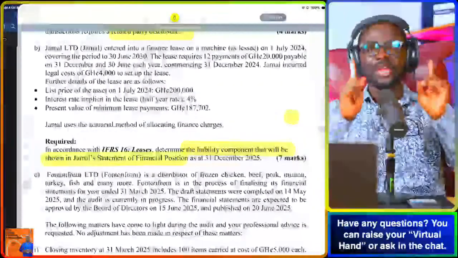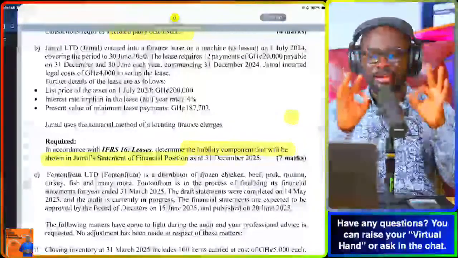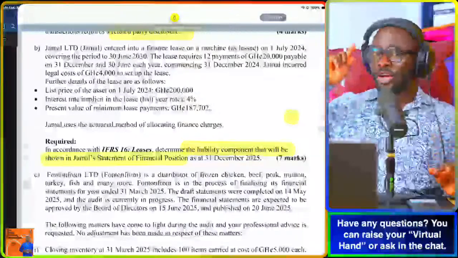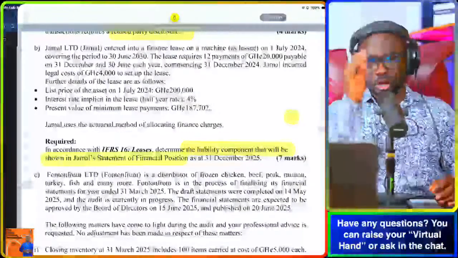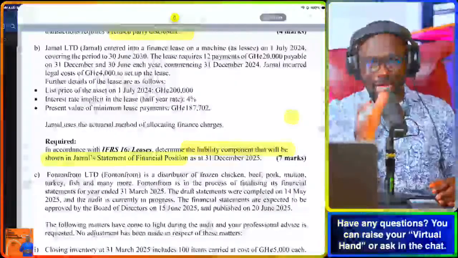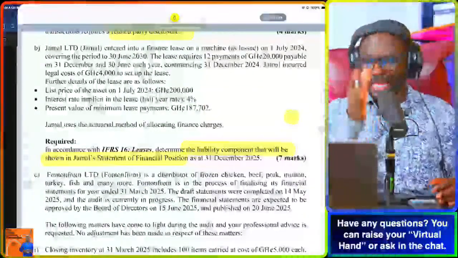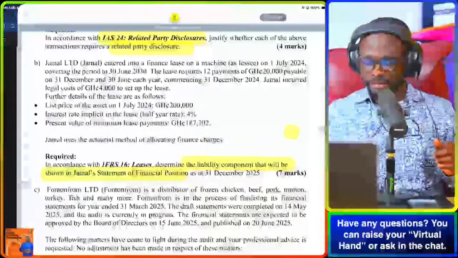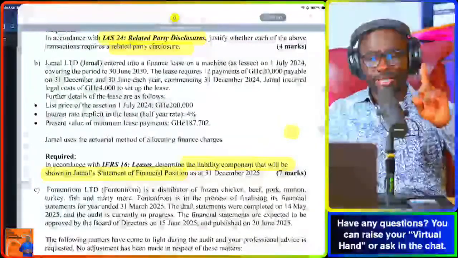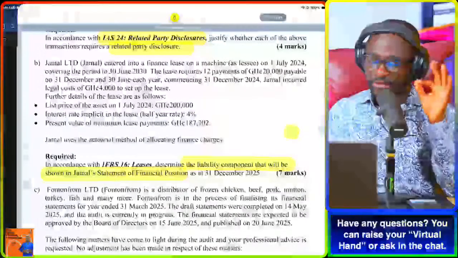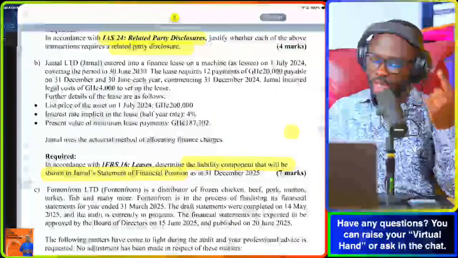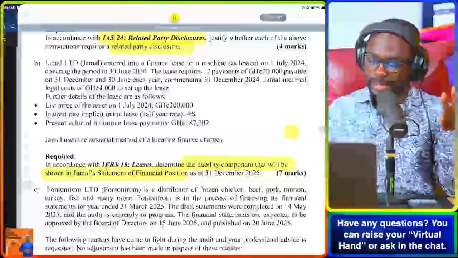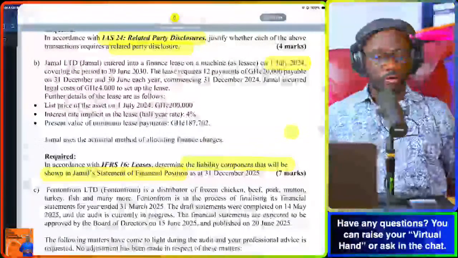Here, the examiner is just focusing on the liability component that will be recognized in the statement of financial position. So you mind your business, you stay in the lane and stay in the ambit of the question. So let's see what we got here. Jamal Limited, Jamal, entered into a finance lease on a machine as lessee on 1st July 2024.